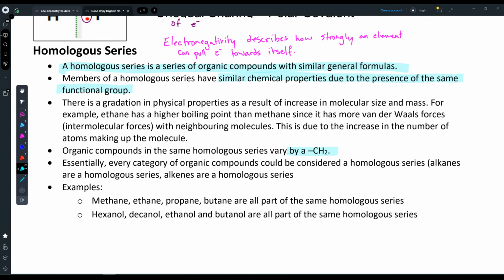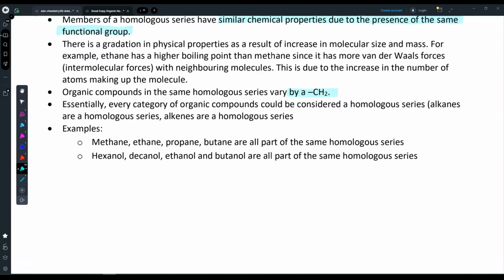And essentially every category of organic compounds could be considered a homologous series. So alkanes, if you're considering methane, ethane, propane, butane, pentane, that's a homologous series right there. Okay? Same with alkenes. If you're thinking of ethene, propene, butene, pentene, that's another homologous series. Okay, so here's some more examples. The first one is just with alkanes, methane, ethane, propane, butane.